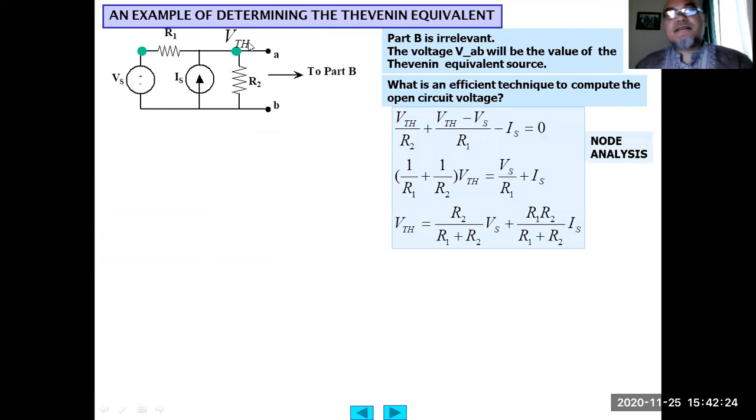Using node analysis, at this node VTH divided by R2, VTH minus VS divided by R1, minus IS, IS is coming in, equals 0. Yeah, node analysis is Kirchhoff's current law. The node analysis first, at this node VTH.